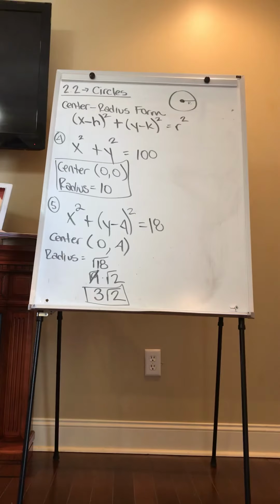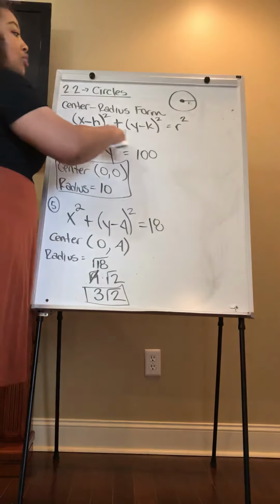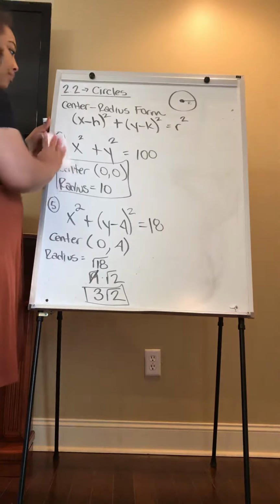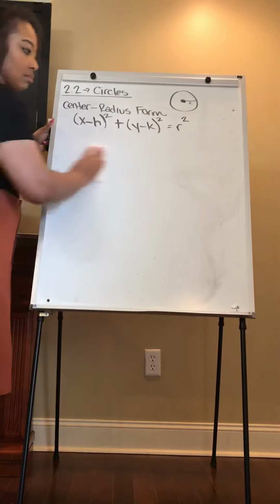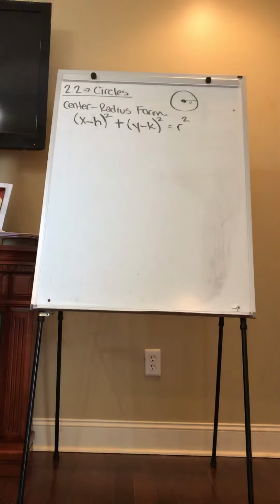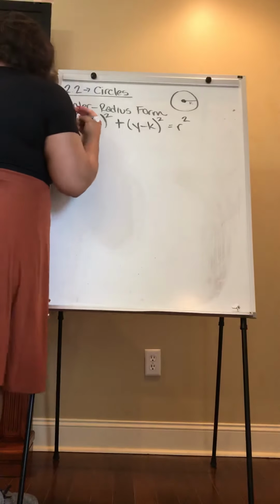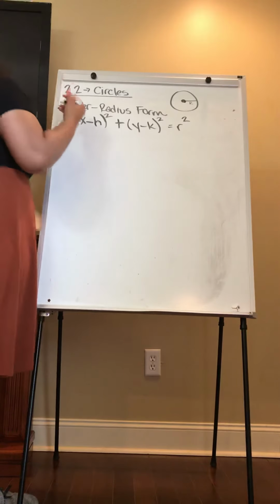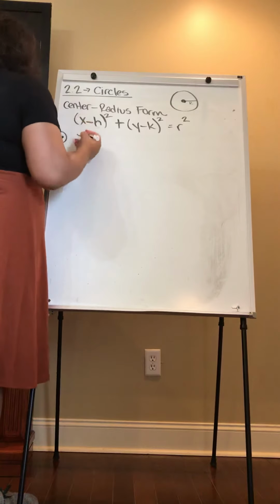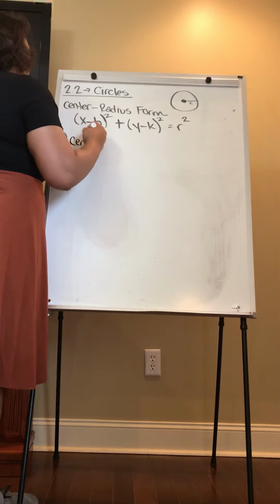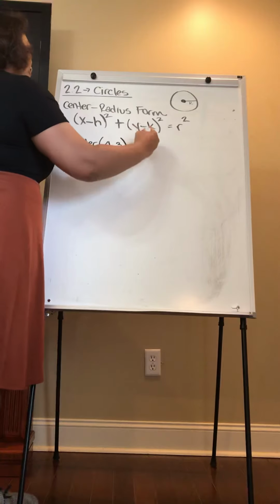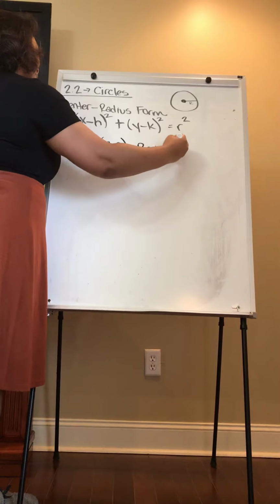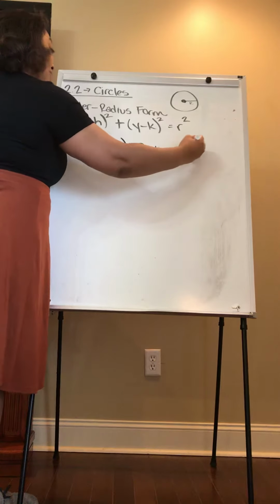Now let's see if we can go backwards. Meaning, I'm going to give you the center and the radius, and I want you to write the equation in that form. So if I said the center is 4, 3, and it has a radius of 5.